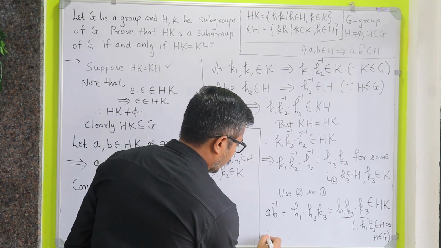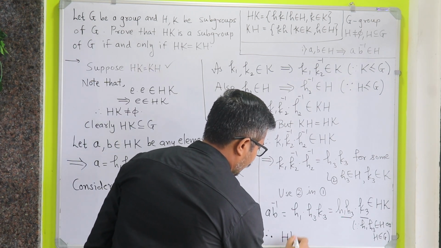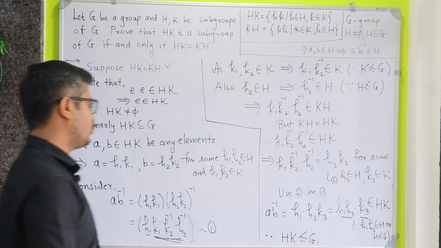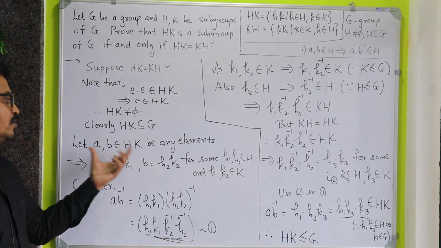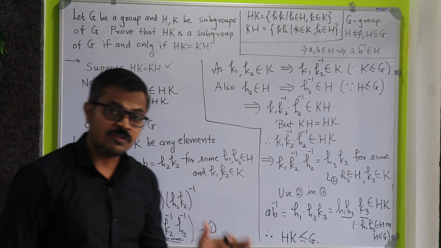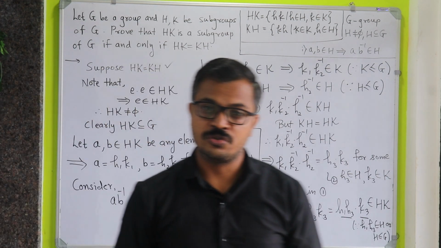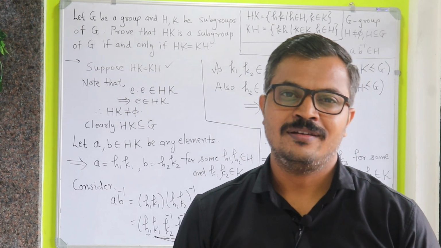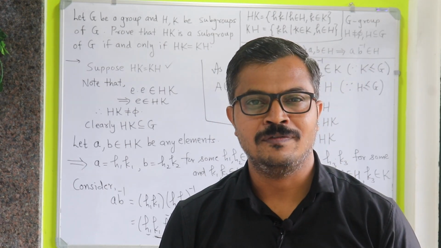And therefore HK is actually a subgroup of G, because we have started with any two elements of HK and we have shown that AB inverse also lies in HK. Thus by two-step test, HK is a subgroup of G.